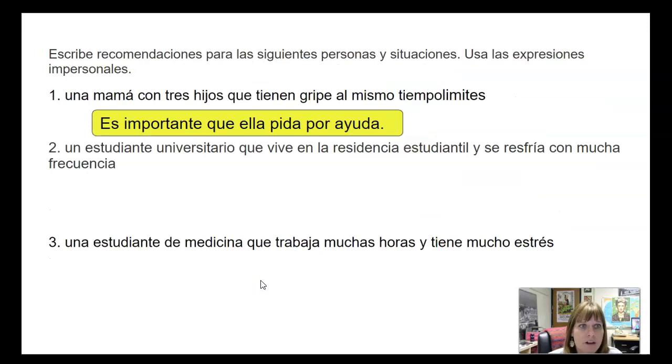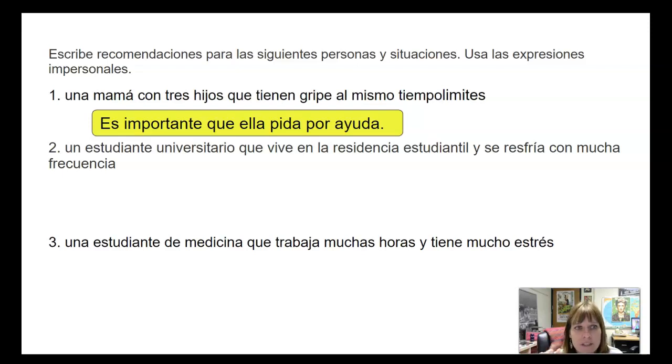So, escribe recomendaciones para las siguientes personas y situaciones. Usas las expresiones impersonales. You are going to write recommendations for the following people. So I'm giving you an example for one, but when you go to do your tarea, necesitas, pienso que escribir tres. You might need to write three. No estoy segura. I'm not sure. Pero yo doy un ejemplo. I give an example for each one of them.